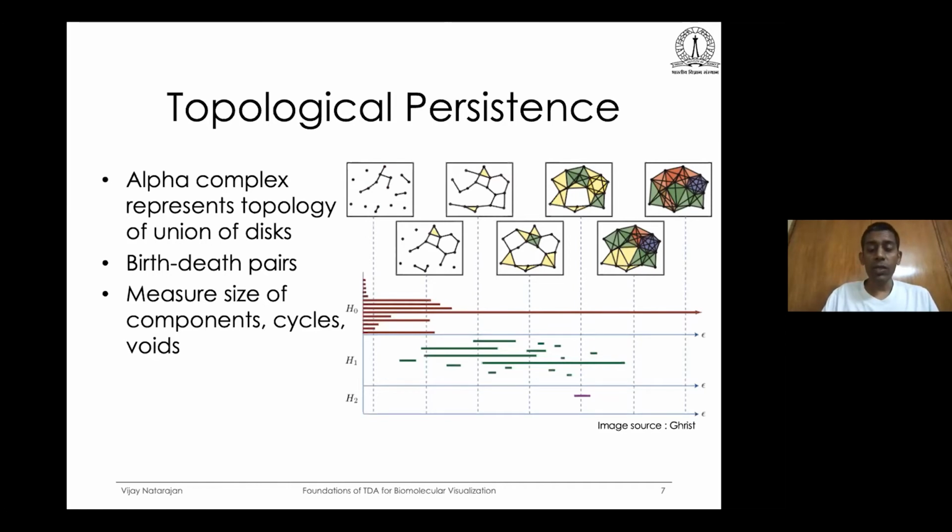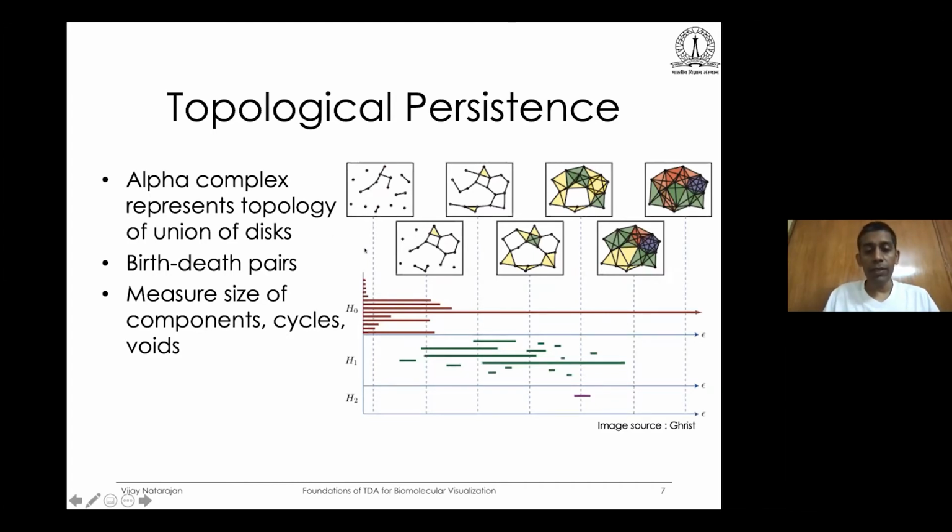Now, when we do that, as you see on the pictures on the top, where you go from low values of alpha, I'm not showing the disks now. I'm just showing the edges that come in when two disks intersect. And as you increase alpha, you notice that there are more edges that get introduced. And at some points of time, you have cycles. So the alpha complex helps us represent the topology of the union of disks. But now we want to talk about the representation of these tunnels and components, which are features of interest to us.